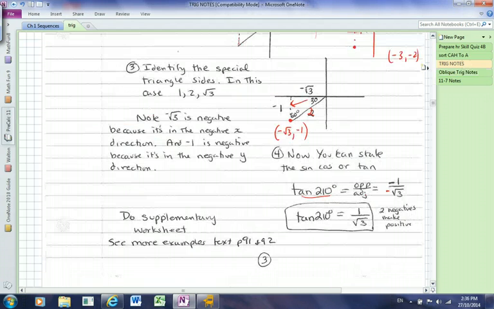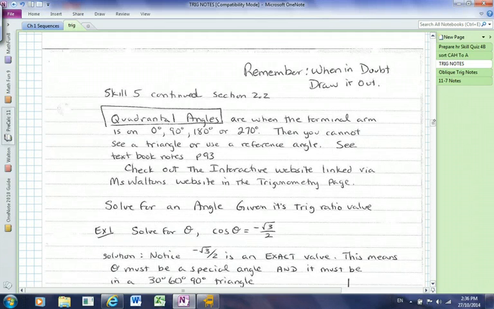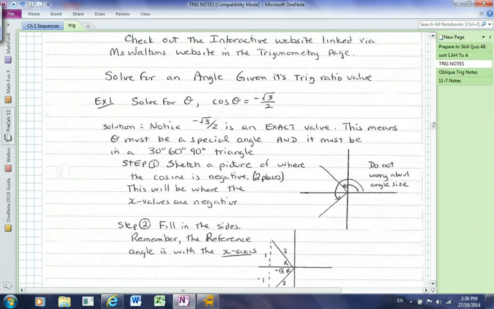Okay, back to our trig notes. I'm going to get to the quadrantal angles in just a moment. I want to solve for an angle if I give you the ratios. So I'm going to go back to the quadrantal ones. I've got this fantastic interactive website that'll help you explore how to do that. I'll get to that in just a moment. That website, by the way, is on my website. If you go to PreCalc 11 and then to the trig section, you'll see the interactive website. Okay, so it's linked to my website.